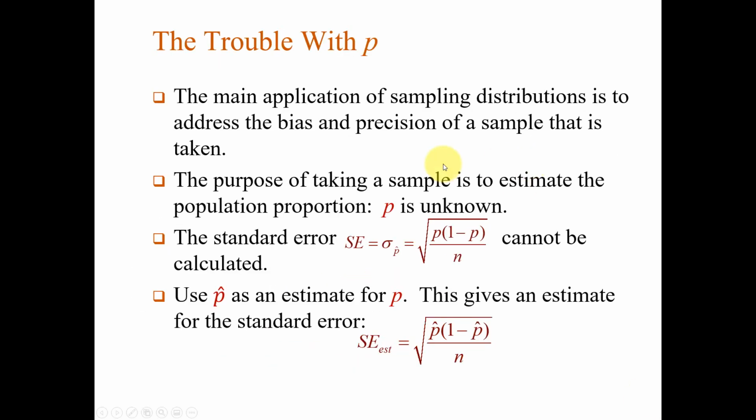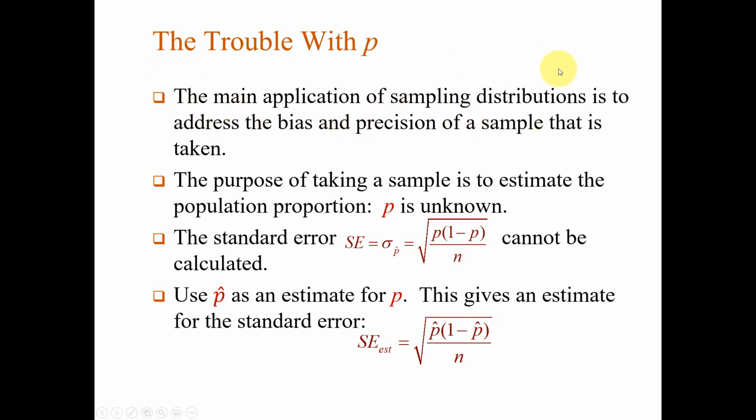The trouble with P, I might have addressed this a little bit earlier, we never know what this is. In order to get it, we would have to take every single sample from a population to figure it out. But it's just not possible. It'd be expensive.